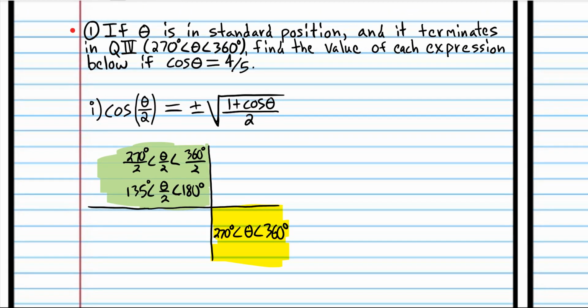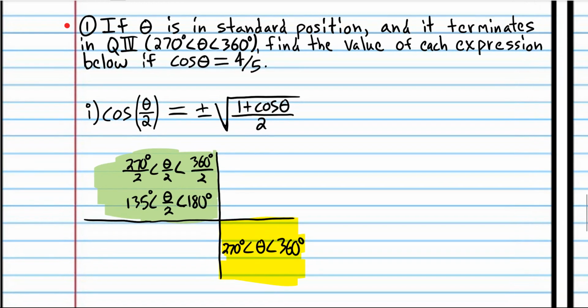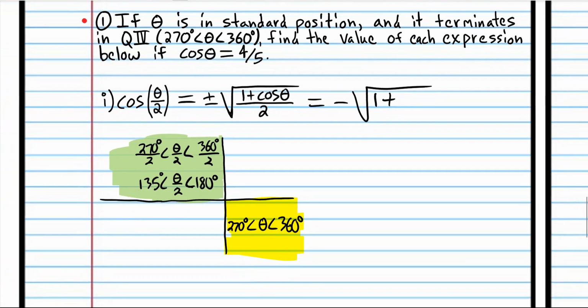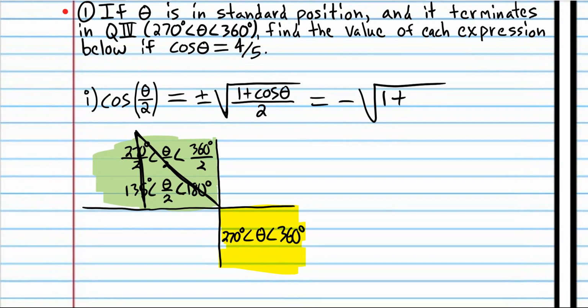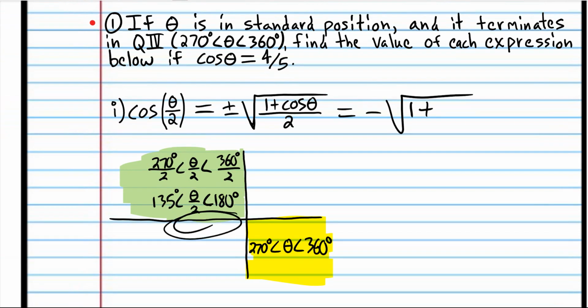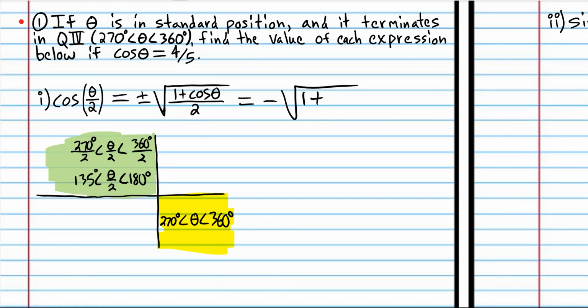Now you're probably wondering, well, who cares? What's the point? Well, the point is, we now know that cosine theta over 2 must be negative. Not positive, it must be negative. Because cosine is always negative if theta over 2 is in the second quadrant, because cosine is this side divided by this side, the adjacent side divided by the hypotenuse. So the adjacent side must be over here, it must be negative. So that means cosine theta over 2 must be negative.